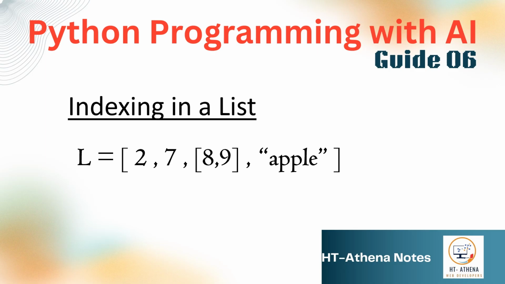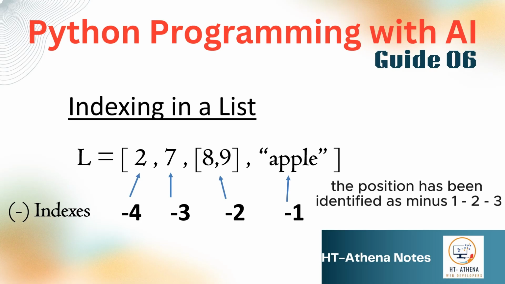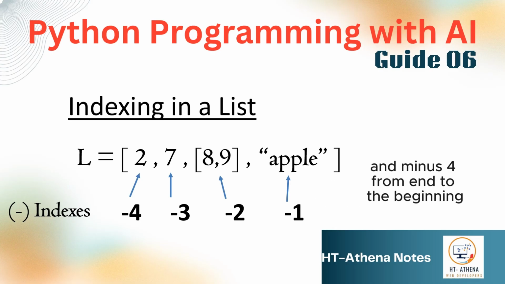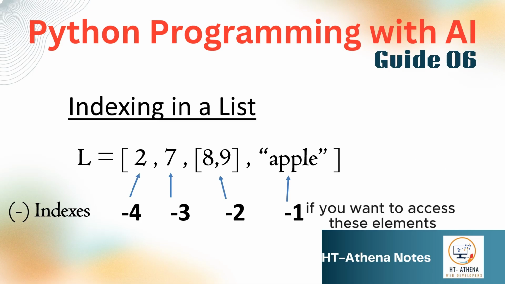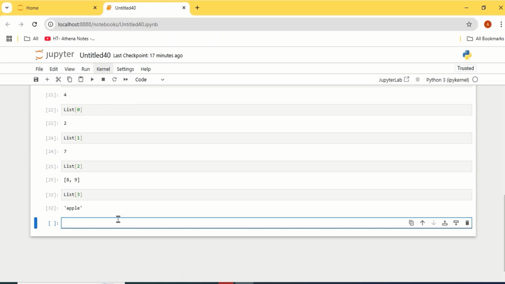List can be indexed from the end also. It is called minus indexing. The positions have been identified as -1, -2, -3 and -4 from end to the beginning. If we want to access these elements, we can use these symbols. So this is my list.